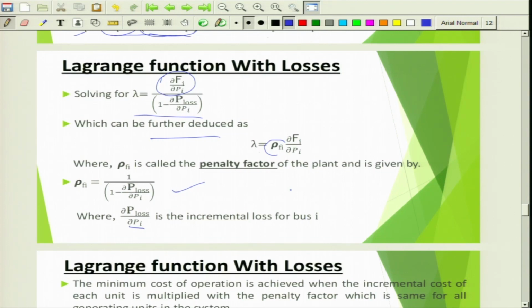That means there is a loss expression that you will see in the problem, and this loss expression is a function of all the generators, or could be of only one or two generators also, P1, P2, P3, right? Then to this function you obtain partial derivatives, dou P loss by dou P1, similarly dou P loss by dou P2 and dou P loss by dou P3, right? And then you will get the penalty factor corresponding to each of the generators.